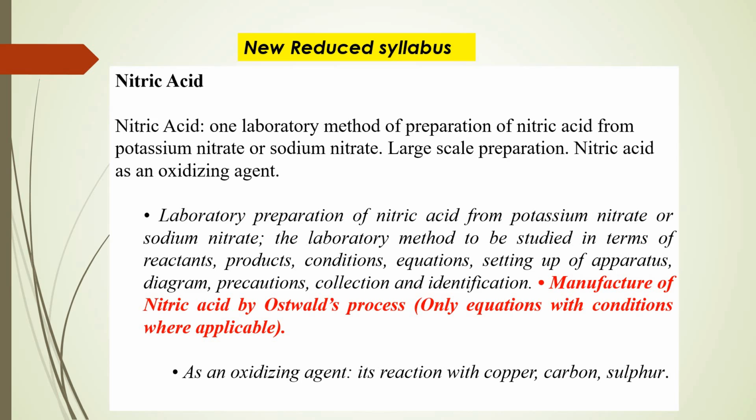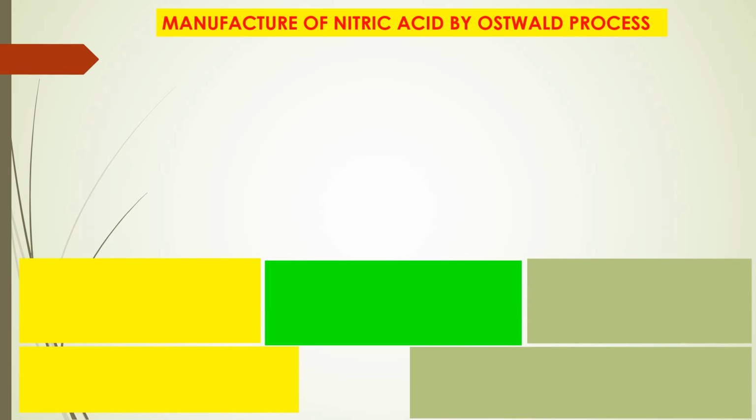Before going to the manufacture of nitric acid by the Ostwald process, let's see what we have to study according to the new reduced syllabus, which is highlighted in red color. According to the new reduced syllabus, you have to study the manufacture of nitric acid by the Ostwald process, and you have to study only equations with conditions wherever applicable. So we are going to focus on this particular reduced syllabus. Now let us see how nitric acid is manufactured by the Ostwald process.